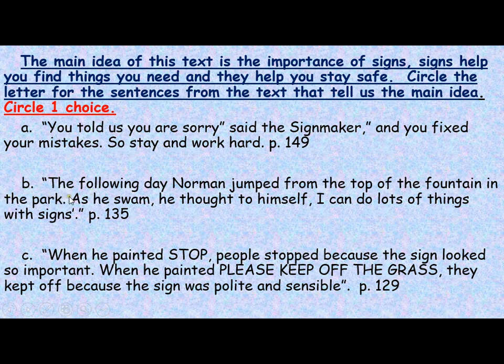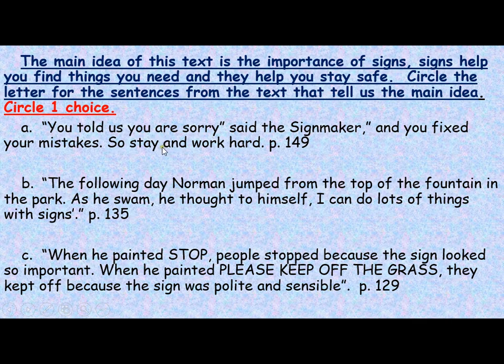B. The following day, Norman jumped from the top of the fountain and in the park. As he swam, he thought to himself, I could do lots of things with signs. C. When he painted stop, people stopped because the signs looked so important. When he painted, please keep off the grass, they kept off because the sign was polite and sensible.